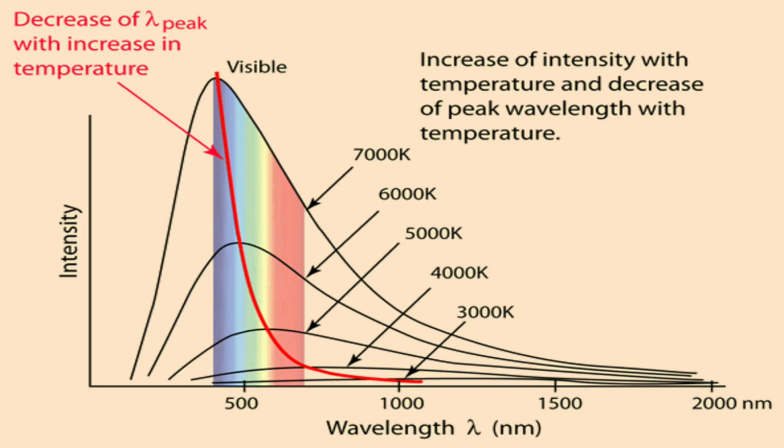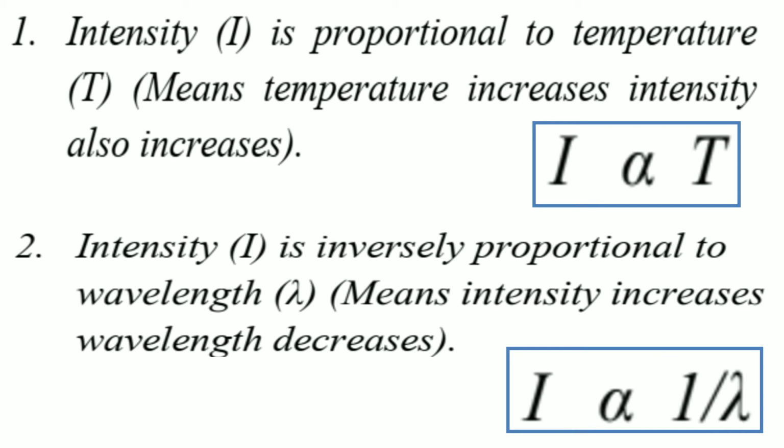So what are the factors which affect the intensity of the radiation, that means the amount of light emitted? In this image you can see the increase of intensity with temperature. If the temperature increases, intensity also increases but the wavelength decreases. So what conclusions can we draw from this image? Intensity is proportional to the temperature; if the temperature increases, intensity also increases.